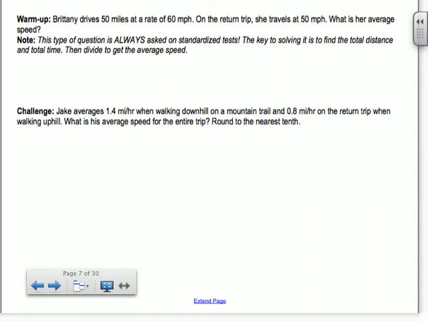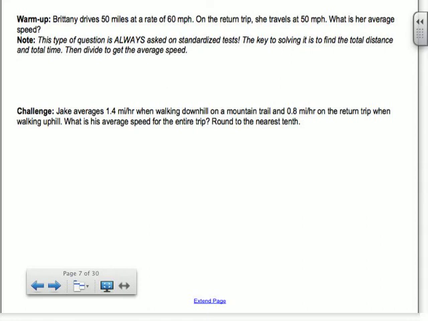Okay, so these are always on the SAT. I didn't know how to do these in high school, so I probably missed it on my SAT. It's kind of tricky because when you look at it, you're like, oh, she went 60 miles per hour and then she went 50 miles per hour on the way back. She went the same distance, so her average speed has to be 55. That's not how that works.